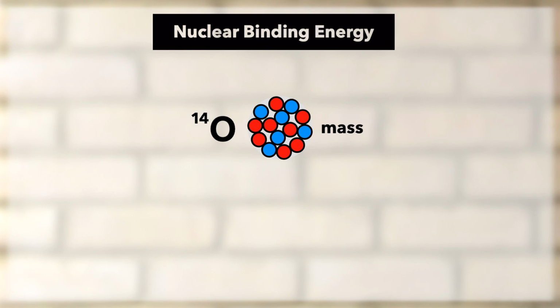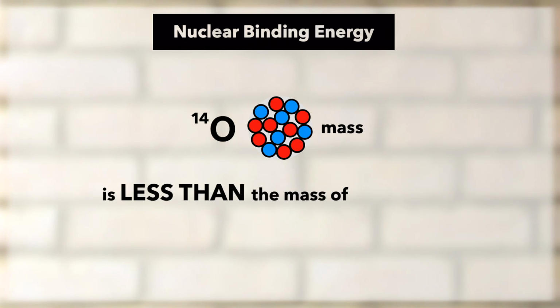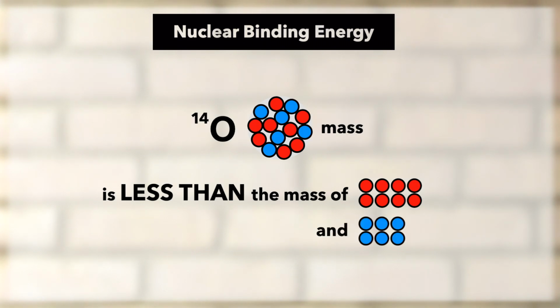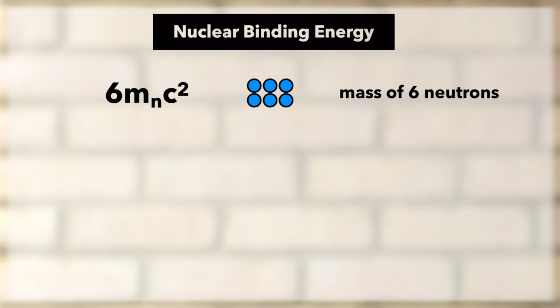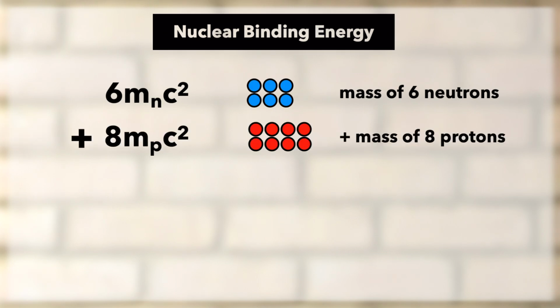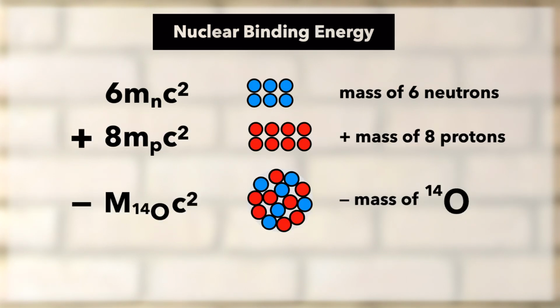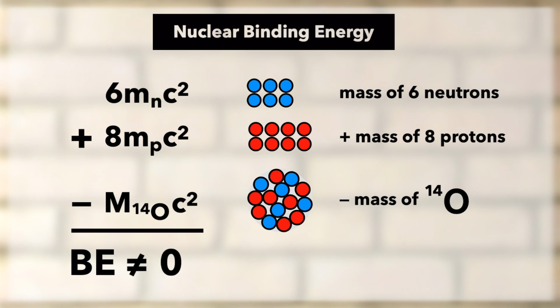With sophisticated nuclear experiments, one can weigh oxygen-14 to get its mass. This mass is less than the sum of the masses of 8 protons and 6 neutrons in oxygen-14. So, if you take the mass of 6 neutrons, add the mass of 8 protons, and subtract the mass of oxygen-14, the result is not 0. In fact, you get a positive number, about 98 megaelectronvolts.